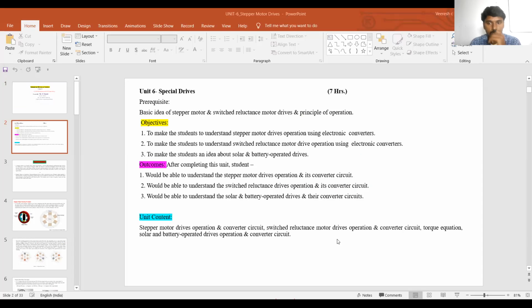So let's see here. What is the remaining topic? Solar and battery operated drives, operation and converter circuit. Only one topic is remaining in the sixth chapter.